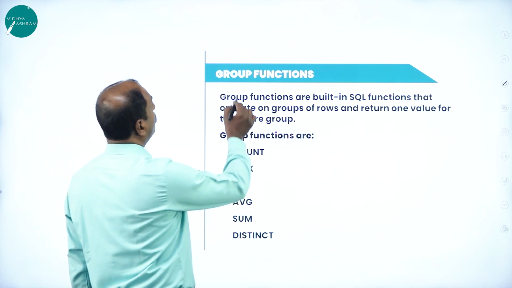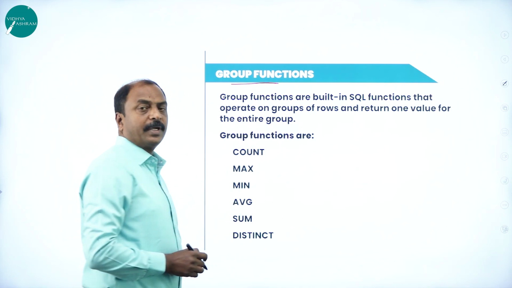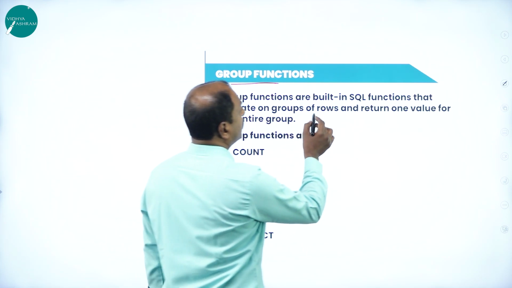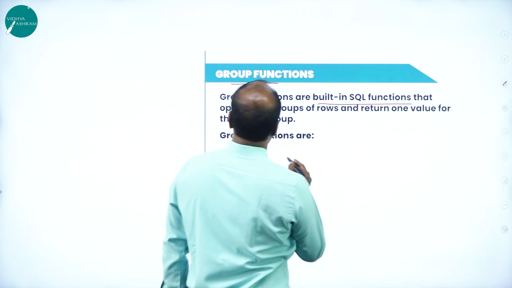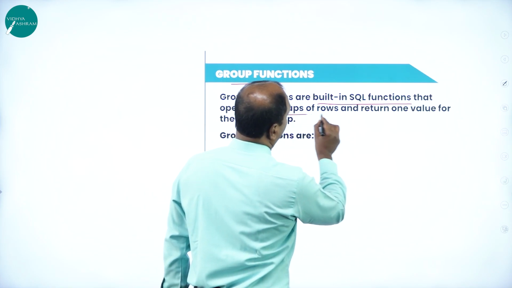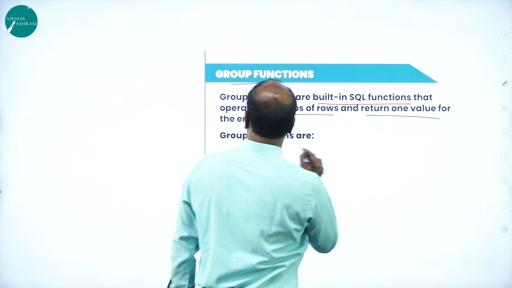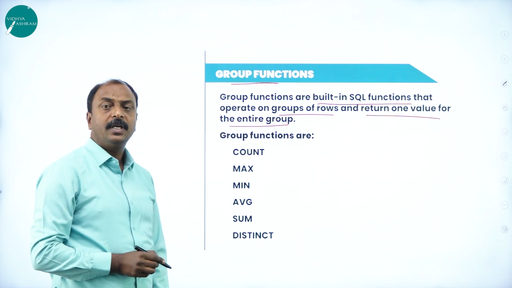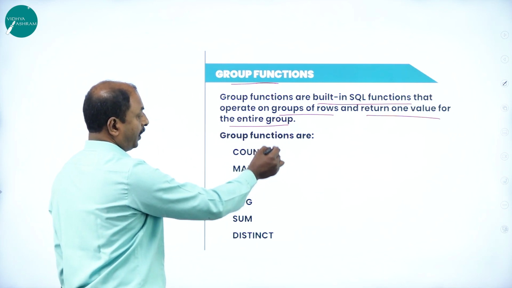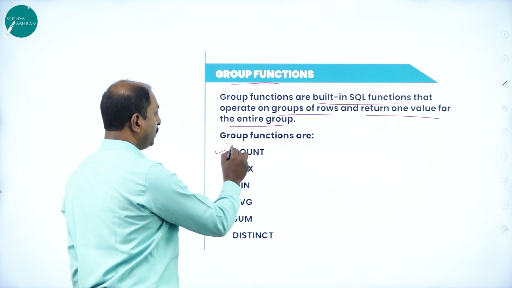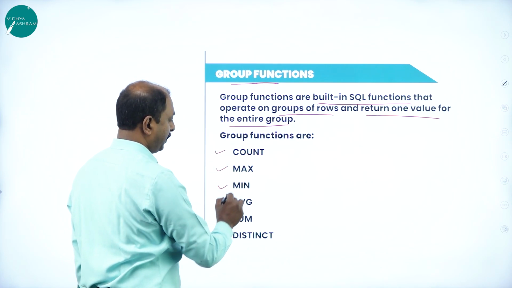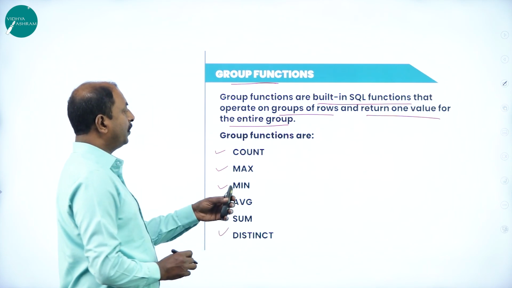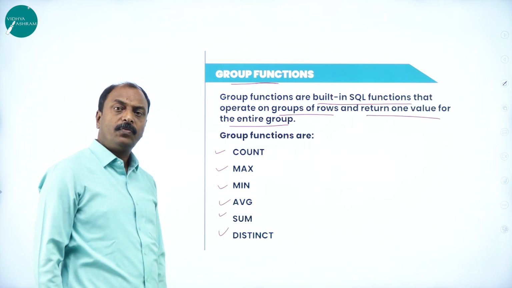Next one is group functions. So we have SQL functions. They are group functions. Group functions are built-in functions that operate on groups of rows and return one value for the entire group. This is the definition of a group function, and these are the different group functions: count, maximum, minimum, average, sum, and distinct. These are all different group functions of SQL.